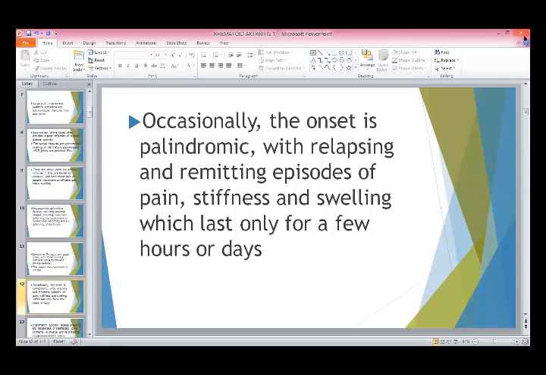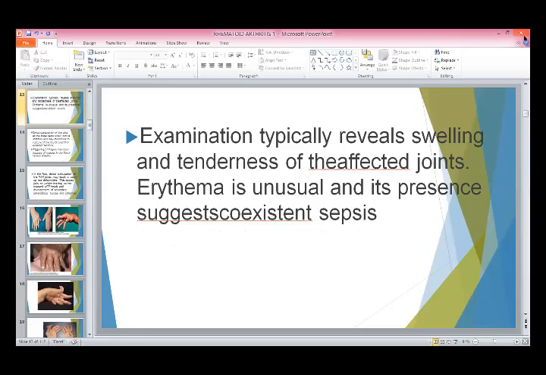Occasionally, the onset is palindromic with relapsing and remitting episodes of pain, stiffness, and swelling which last only for a few hours or days. Examination typically reveals the swelling and tenderness of the affected joints. Erythema is unusual and its presence suggests coexistent sepsis.